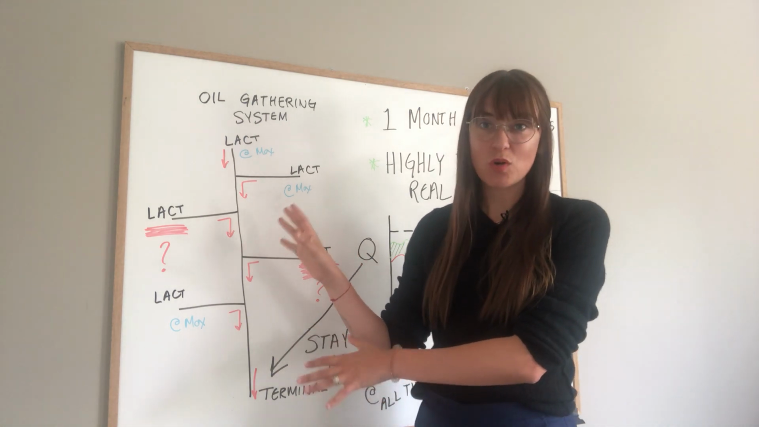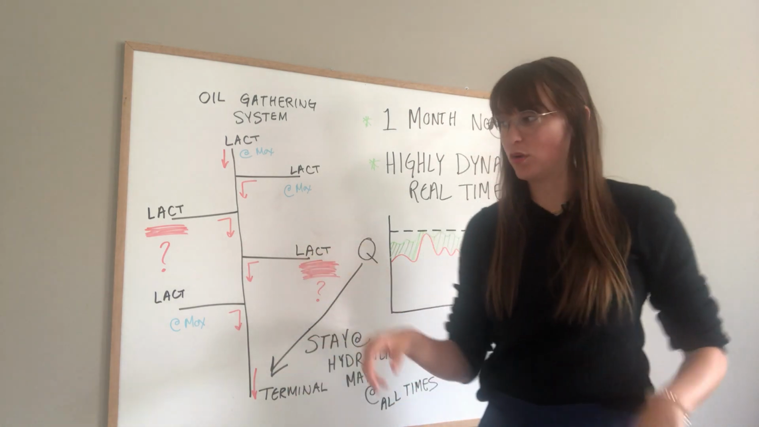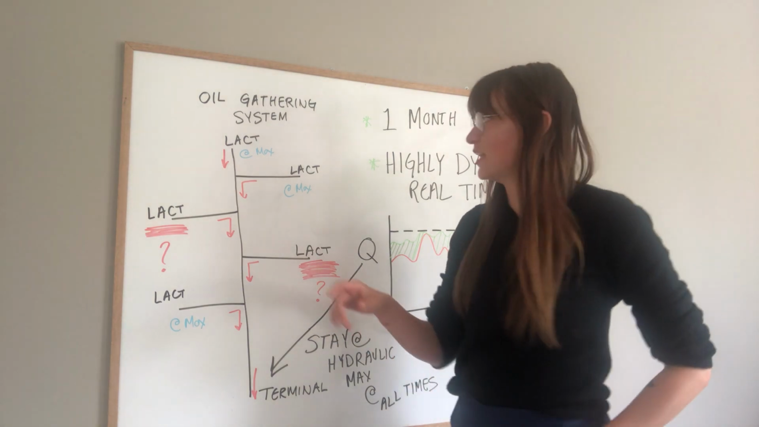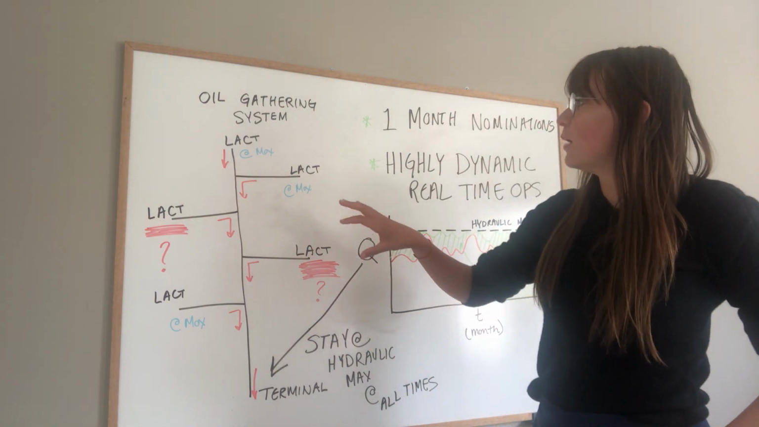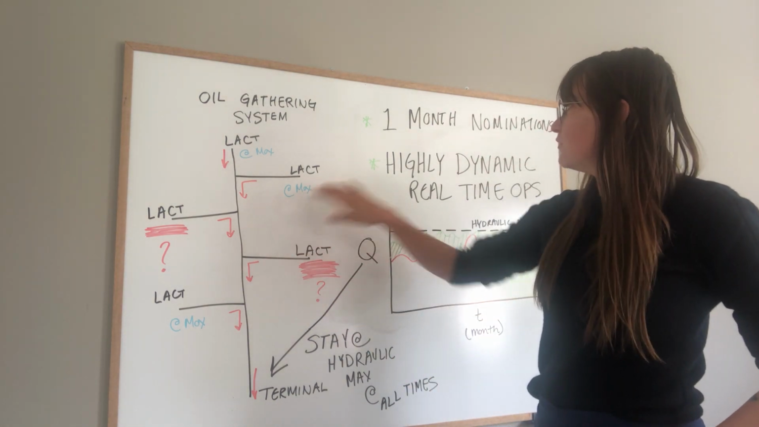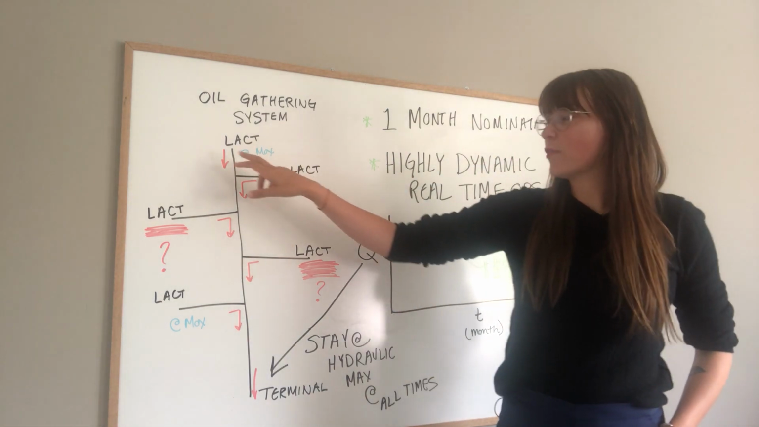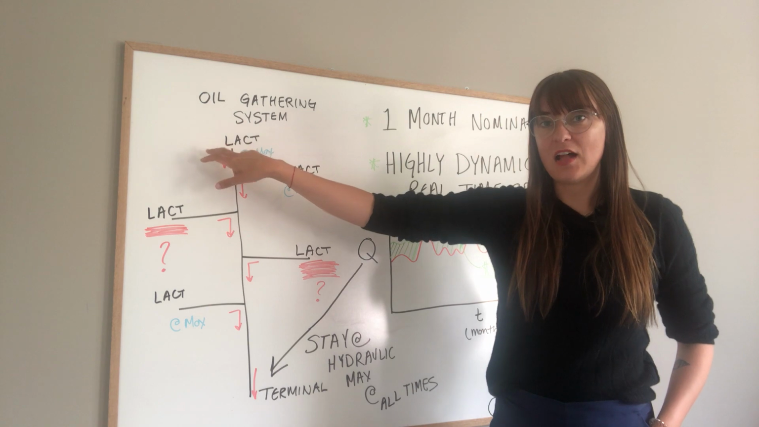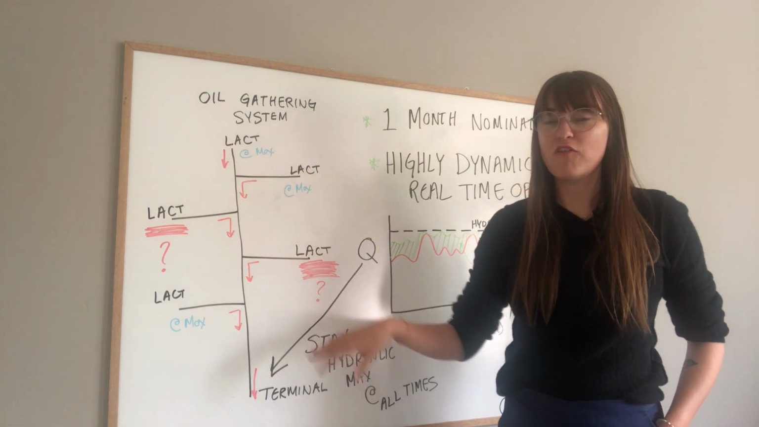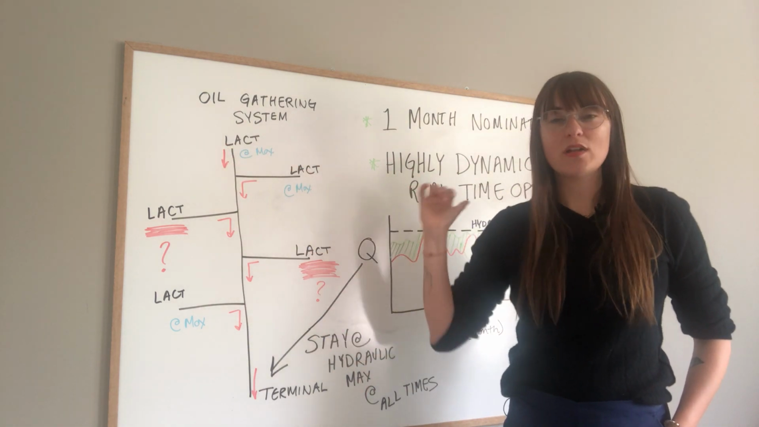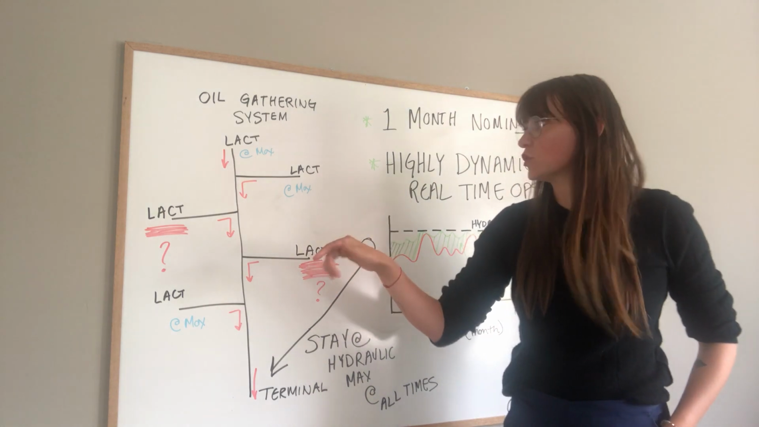That's not how it actually works in real life, as oil scheduling and control room operators can attest. What's actually happening here in real life is that this is a highly dynamic, real-time system. Your control room operators are constantly turning the pumps at each of these LACTs on and off based on tank volumes and what's coming from the shippers or the oil producers.